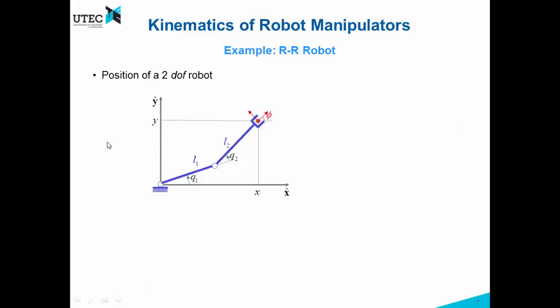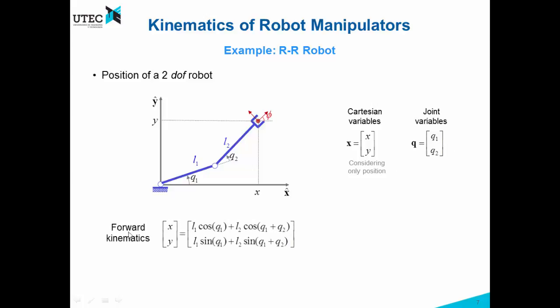Let's consider a simple example, an RR robot, which is this one and which we have seen already before. Let's deal only with the position of this robot. For the position, we can consider Cartesian variables like x and y. And in this case, we have two joint variables, which are these joints, q1 and q2. Forward kinematics establishes a relation between these two elements.